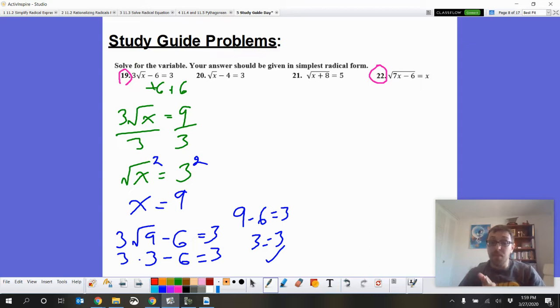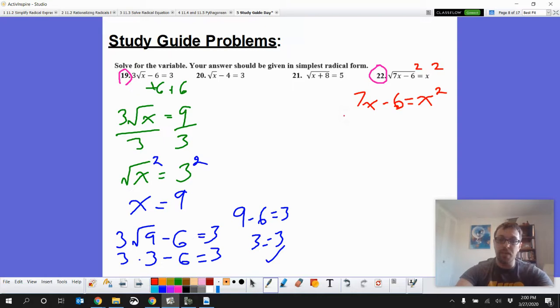All right, next problem. This one, the square root is already by itself. Yeah, sweet. So all we have to do is square to get rid of that square root. So we square both sides of this equation, and we end up with 7x minus 6 equals x squared. Now I have a quadratic in this problem. So to solve quadratics, which we did back in chapter 10 and chapter 9, we need to get this thing equal to 0. So I'm going to bring this 7x and the 6 over.